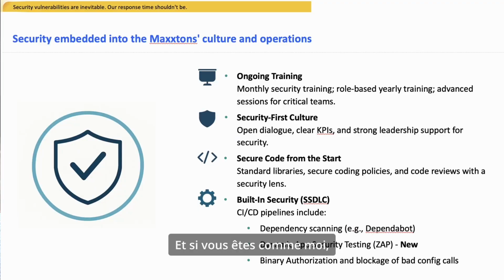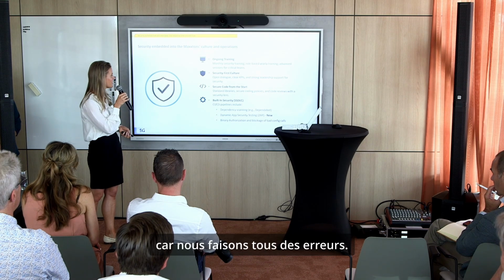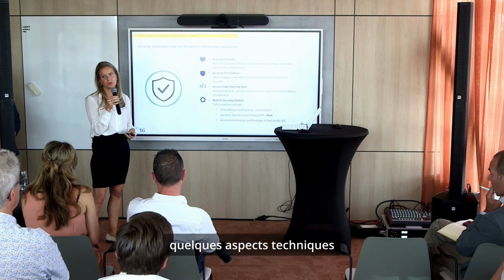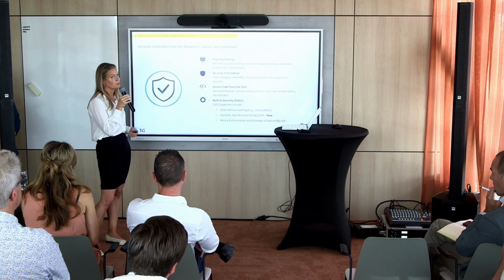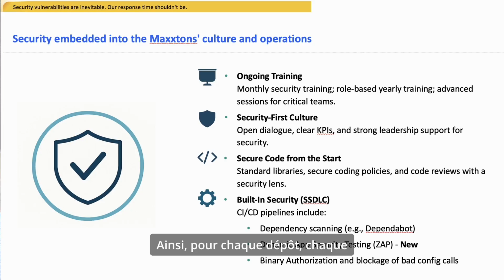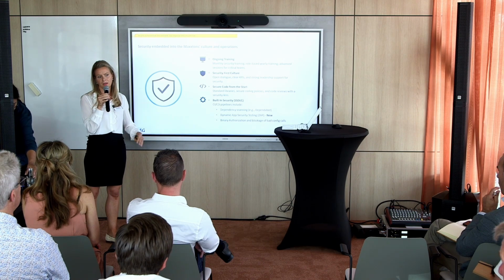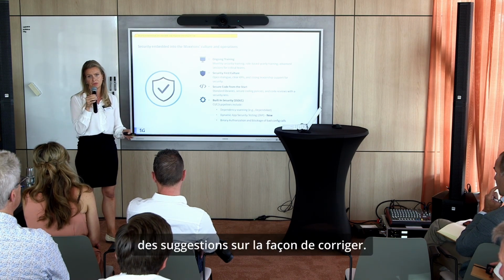And if you are like me, and most probably are, you don't trust humans fully, because we all make mistakes. So I want to mention a few technical things we do in the pipeline to remove those humans' mistakes. And one of them is a dependency scanner. It's called the PandaBot. So for every repo, every code piece we have in Maxxton, we have a bot which looks for vulnerabilities. And it will automatically create a pull request to each team with suggestions on how to fix it.